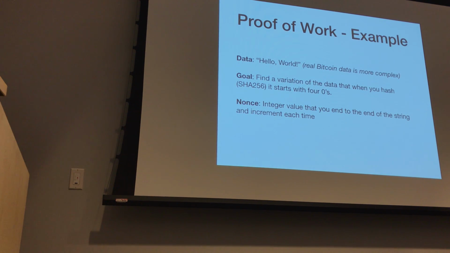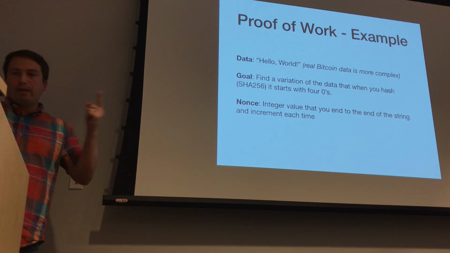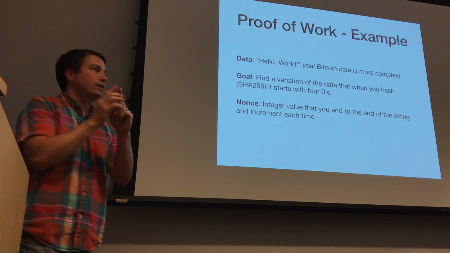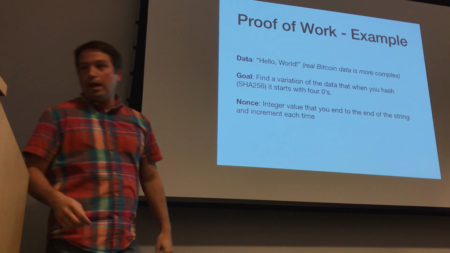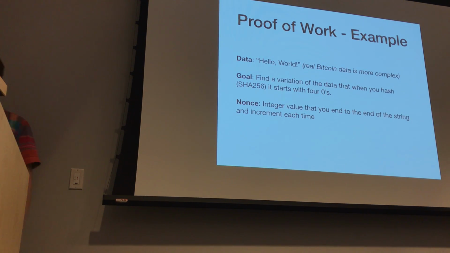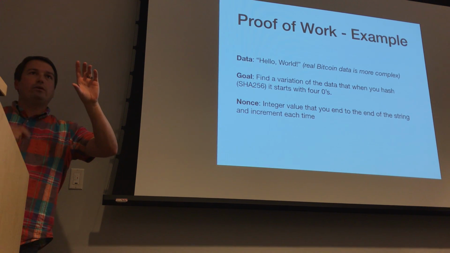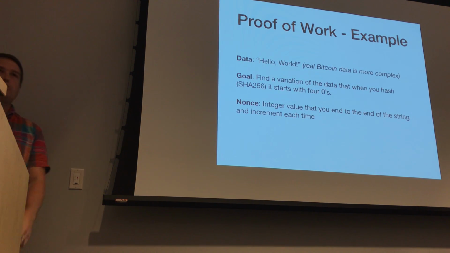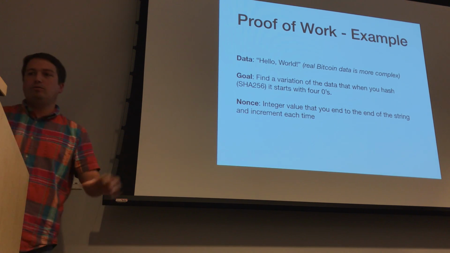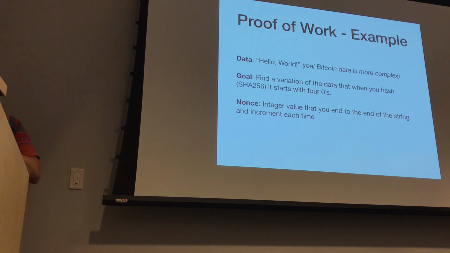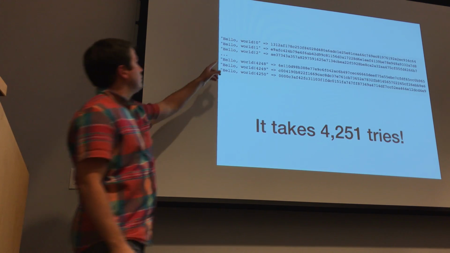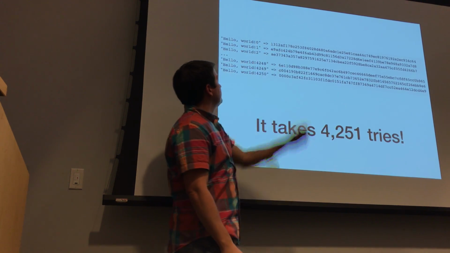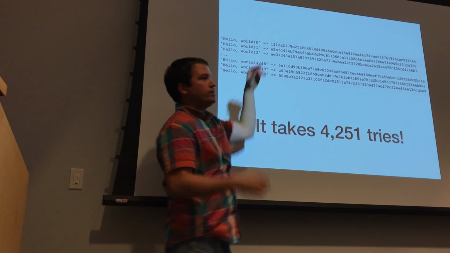So an example, if you just take the string hello world, so Bitcoin data is obviously much more complex, so we'll do a simple one. If you have a string hello world, there's a thing called a nonce, an integer value that you will keep appending and then incrementing to that string each subsequent run, trying to come up with a hash result that starts with four 4s in this situation. So as you can see here, here's our hello world string, and then we're going to append 0 on it. And 0 is the nonce, it's just this incrementing number.